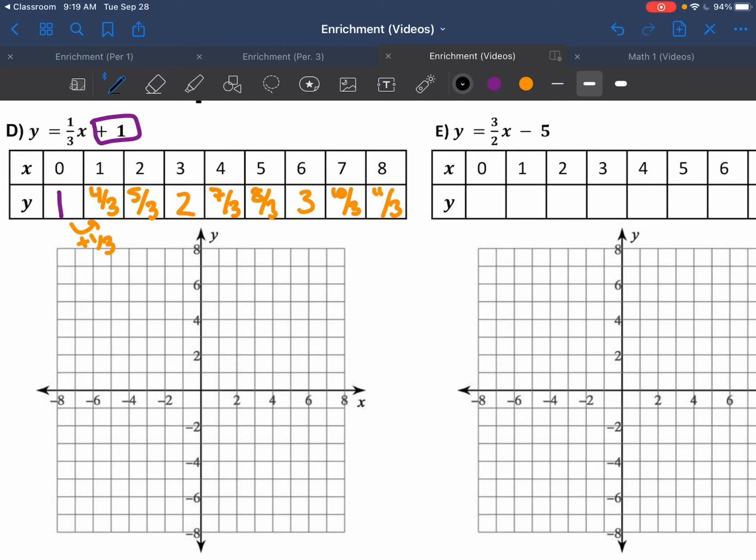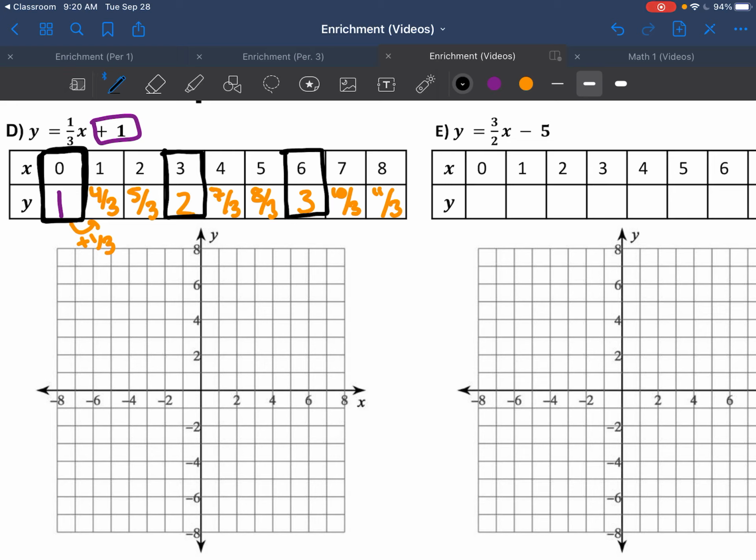Okay, so now that we've filled out our table using our fancy calculator, let's look at this. We don't want to graph these ugly 4/3, 5/3, 7/3, 8/3, 10/3, 11/3 fractions, right? They're not going to be nice. So what we're going to do is we are going to put a box around the pairs that have nice numbers. So we have 0, 1, 3, 2, and 6, 3.